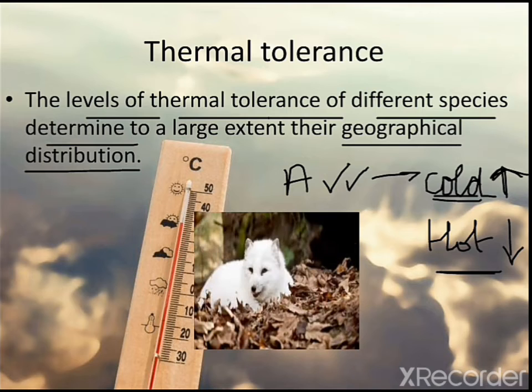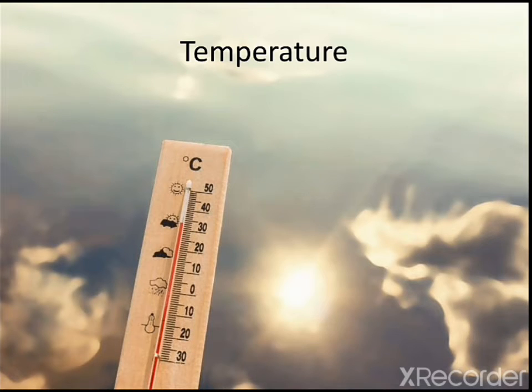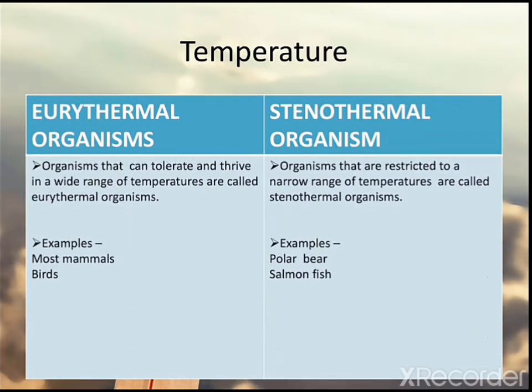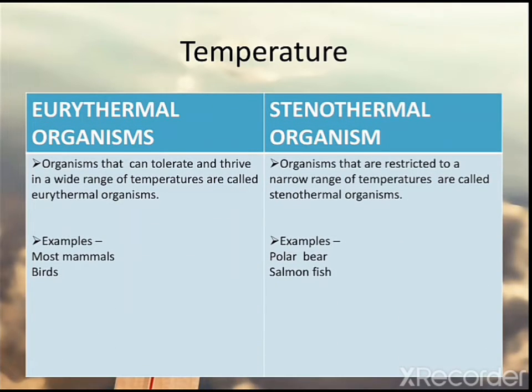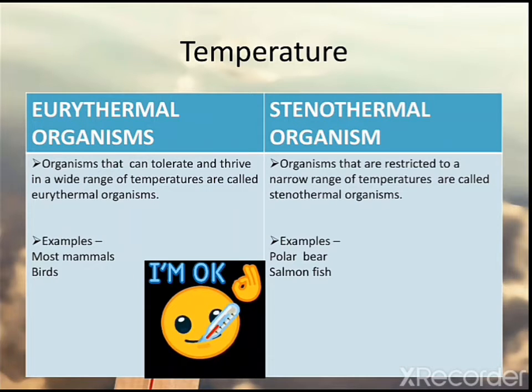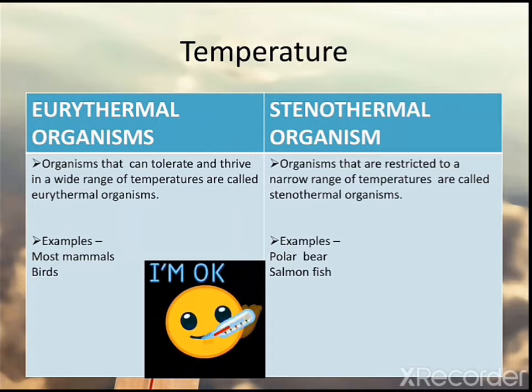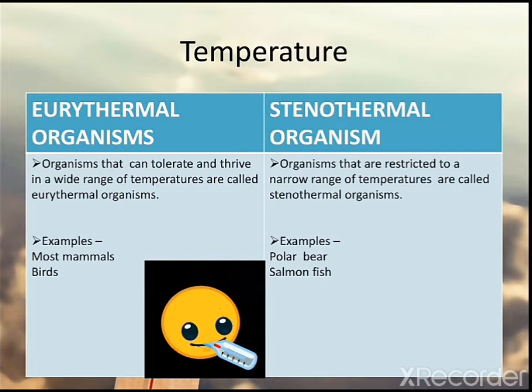Now, let us take the classification of organisms on the basis of their thermal tolerance. Organisms are classified into two categories. One is known as euthermal organisms, which are happy to live in any conditions. Why are they happy? Because they can tolerate and thrive in a wide range of temperature. So they are always okay to be in any of the harsh conditions.